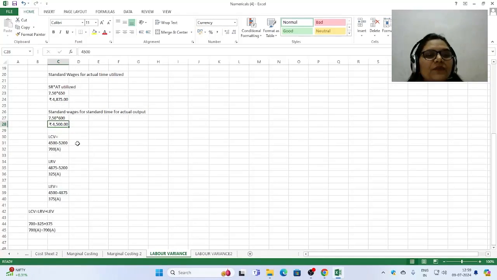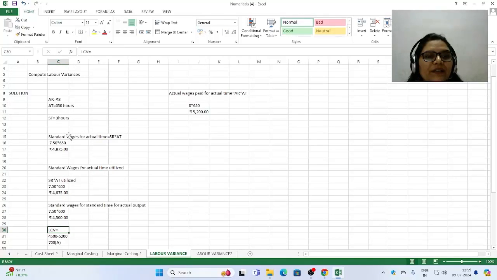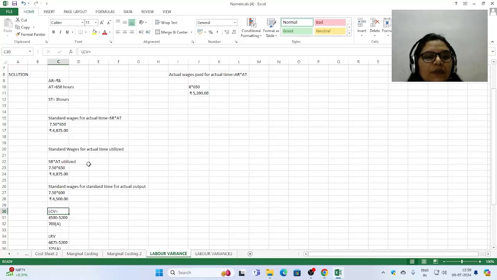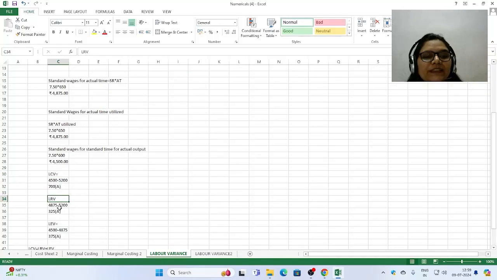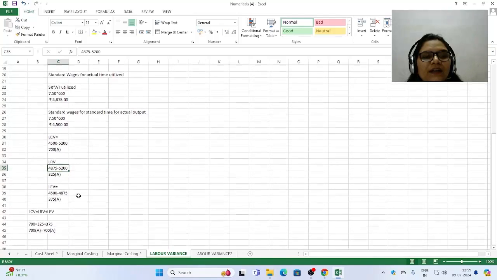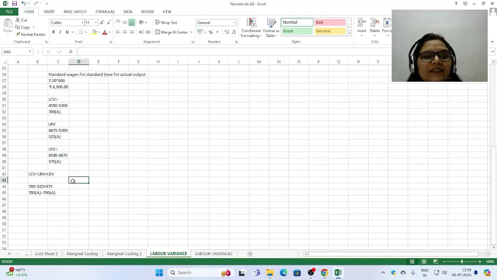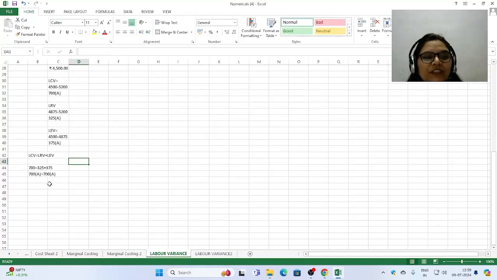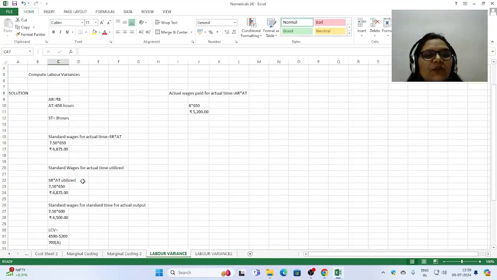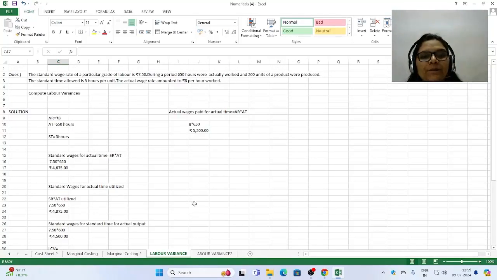Now we input all these values in the given formula for labor cost variance. We have checked the formulas, and we will input all these values. That is 4500 minus 5200, rate variance 4875 minus 5200, efficiency variance 4500 minus 4875. Labor cost variance is equal to labor rate variance plus labor efficiency variance. So the two sides are equal, hence the verification is done.